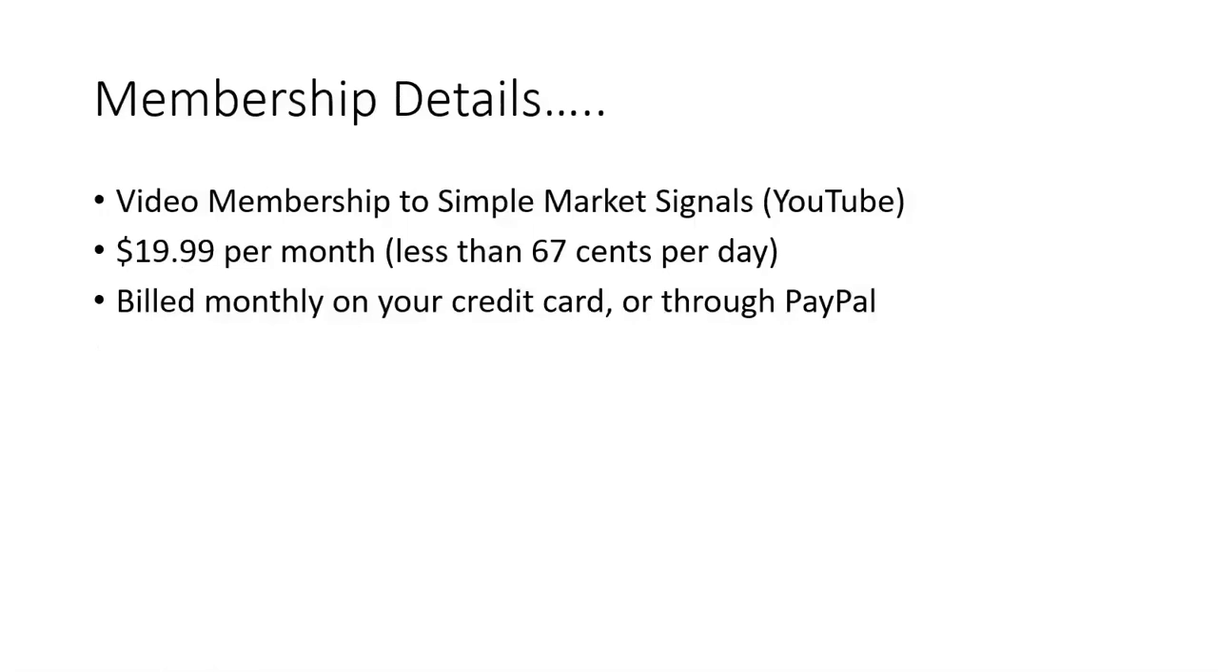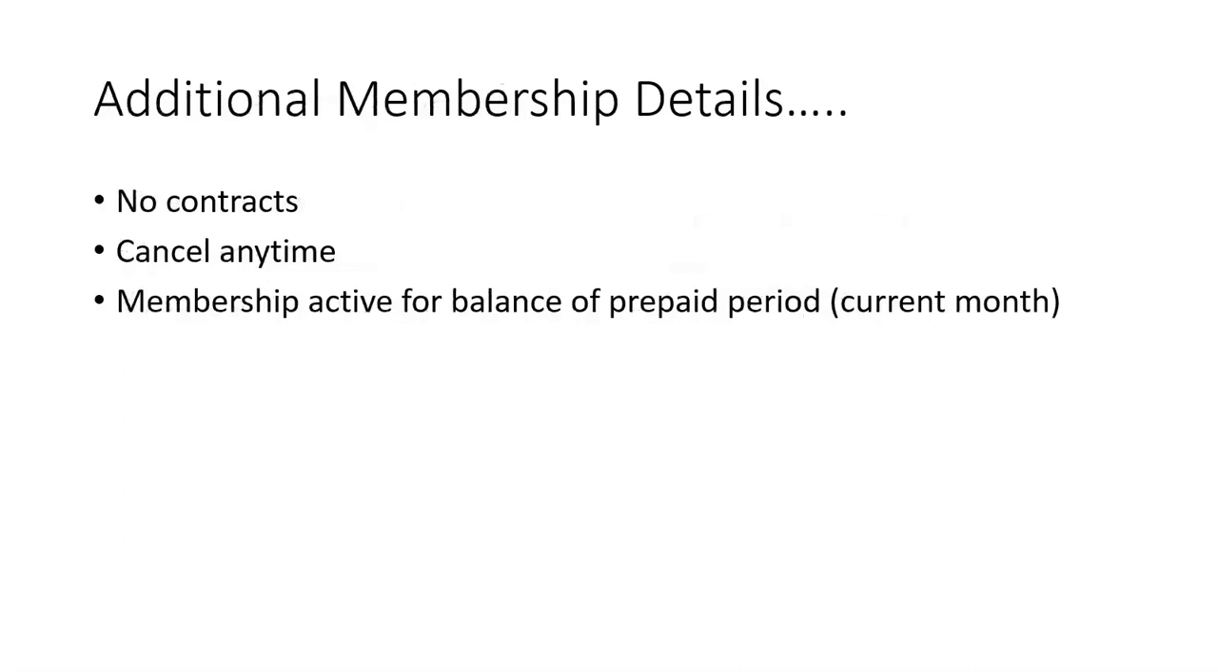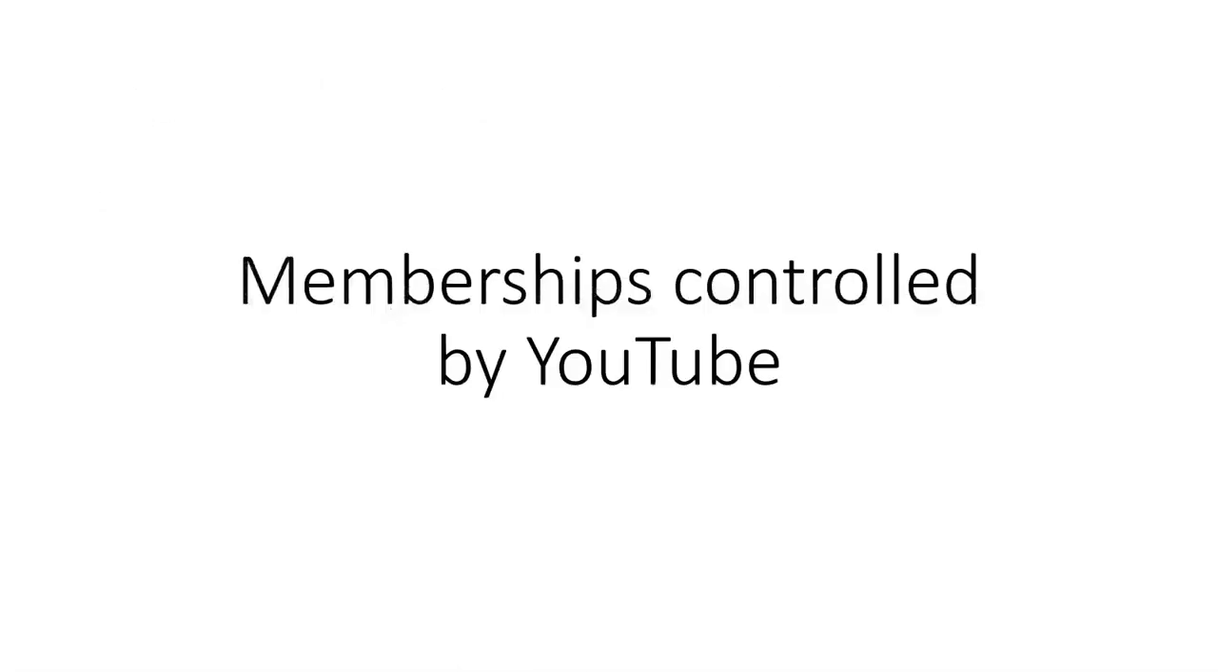So just to review the membership details, the video membership to Simple Market Signals through YouTube is $19.99 per month. That's less than 67 cents per day, and it's billed monthly on your credit card, or you can pay with PayPal. There are no contracts. You can cancel anytime, and if you do cancel, your membership will remain active for the balance of that current month, right, for that prepaid period, but you won't be billed for the next month. All memberships are controlled by YouTube, so if you ever have any question about anything, just Google it, and the answers should be out there.